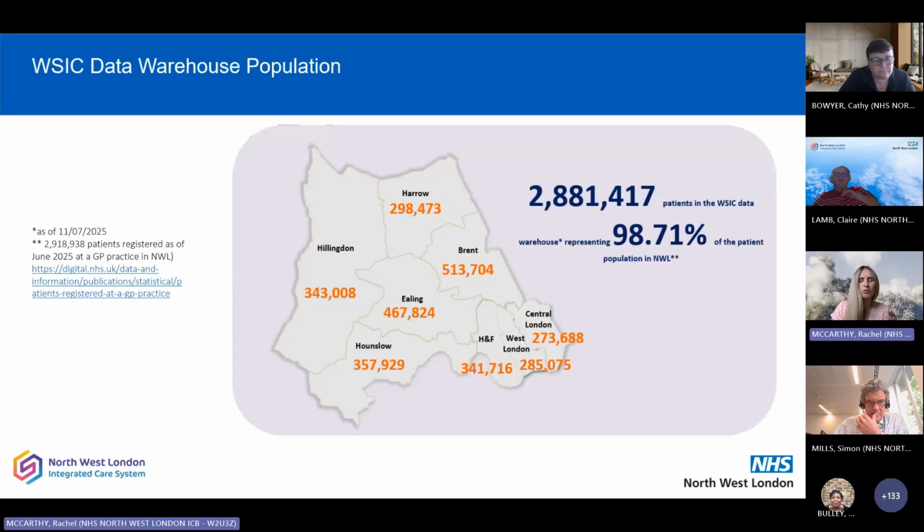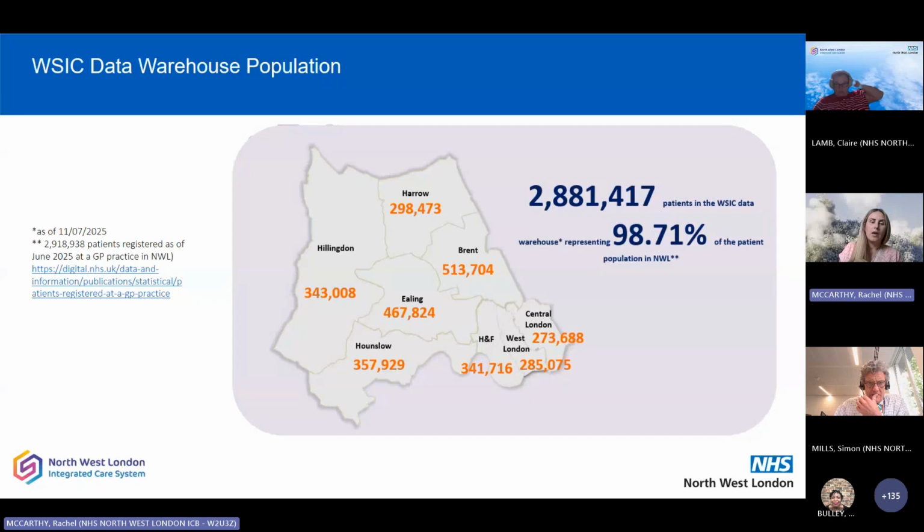So what do we think about our population within WSIC? So our population is the registered patients in Northwest London. So that's approximately 2.88 million patients in Northwest London that we have data for in WSIC, which equates to just over 98% of the Northwest London population. Now, to be transparent, one of the reasons that we don't have 100% in there is because there are 3 practices in Northwest London who don't share their data into WSIC, but the rest do.